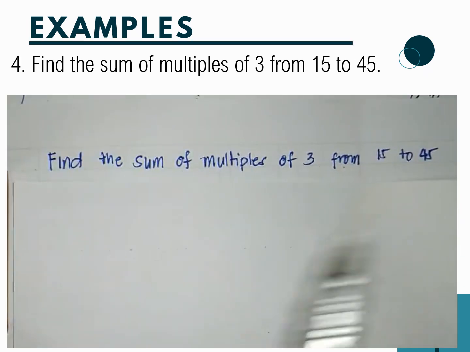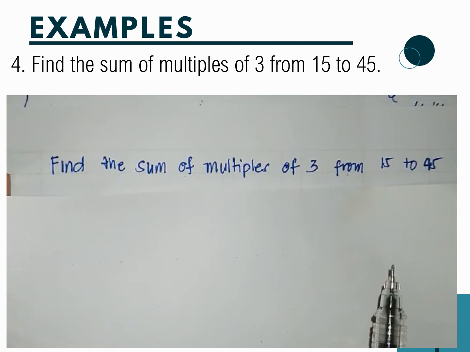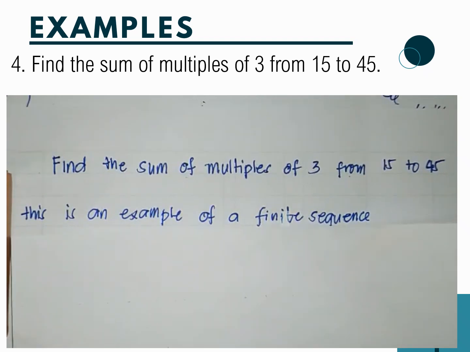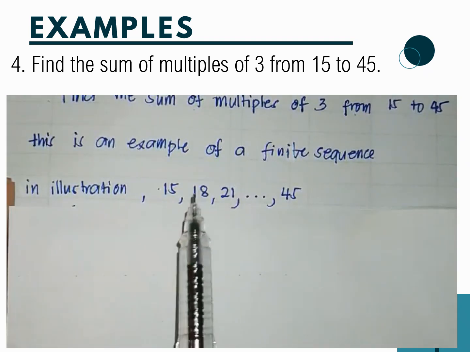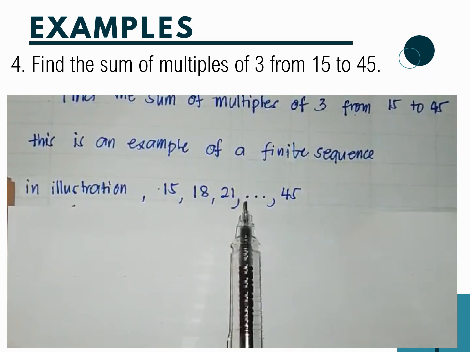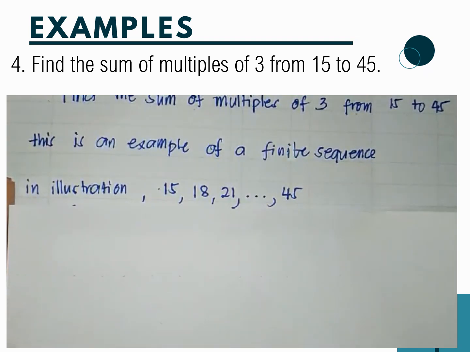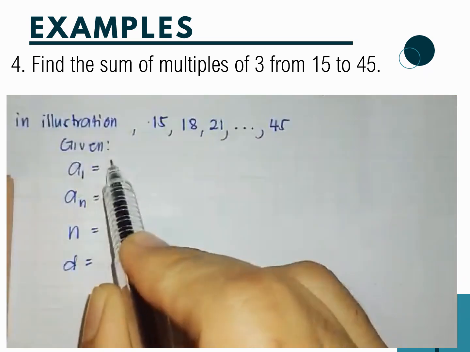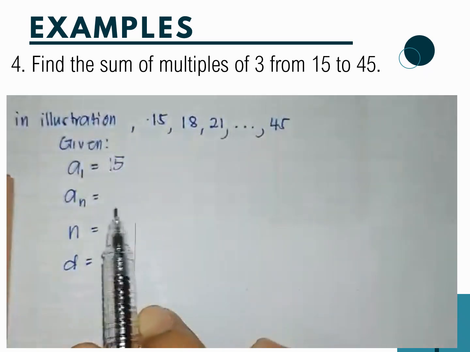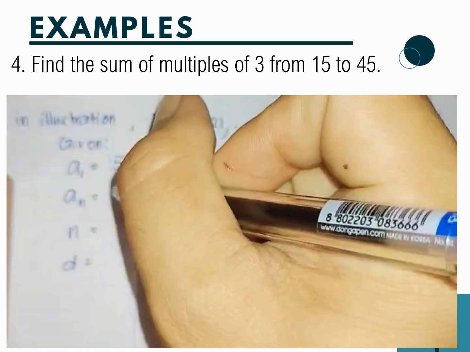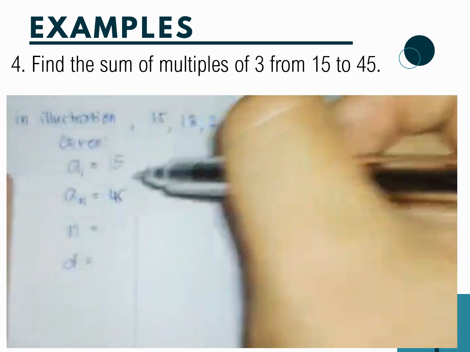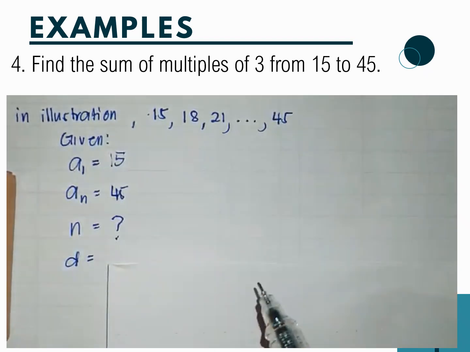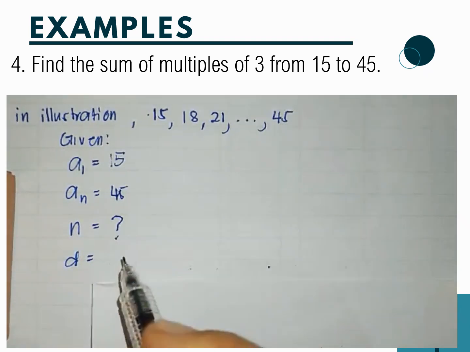Find the sum of the multiples of 3 from 15 to 45. This is an example of a finite sequence. In illustration, we will have 15, 18, 21, until 45. Let us identify the givens. Our first term, or a sub 1 here, is 15. Our a sub n here, the last term, is 45. Our n here is unknown. The difference between terms is 3.